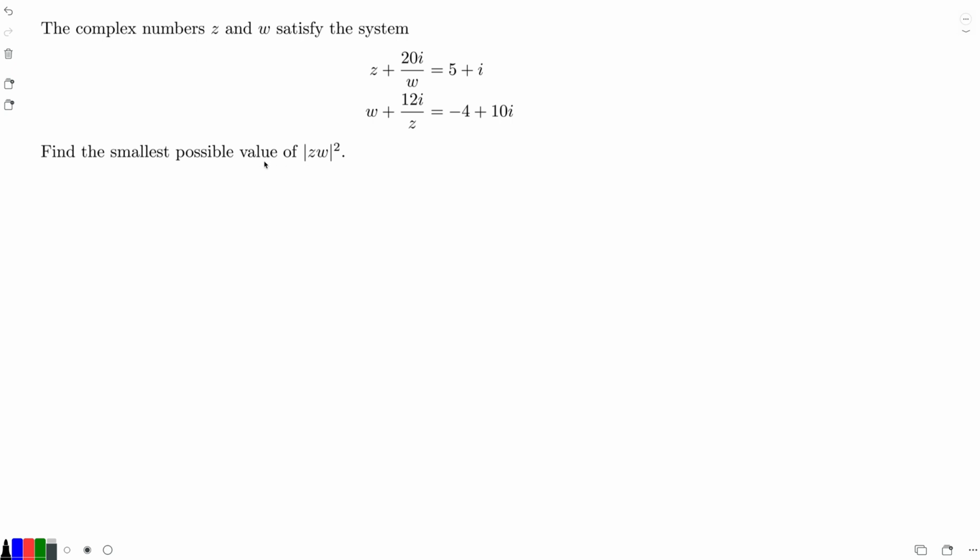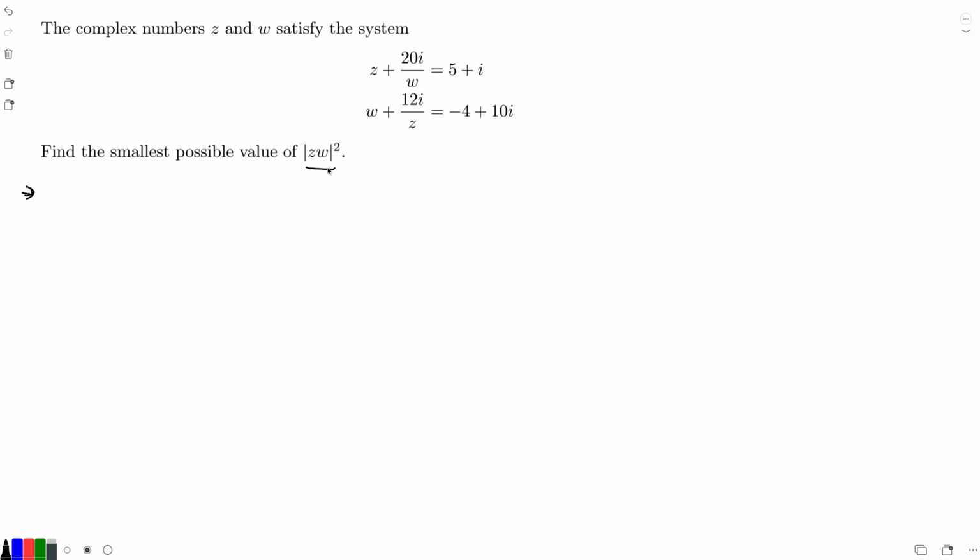Now this problem specifically is a little bit more on the calculation side, so this may be a longer video due to the fact that I'm not able to do calculations quickly on the software. But with that note, let's continue. The first thing we need to do is we're asked to find the modulus of zw squared. So we have to ask ourselves, how can we get zw?